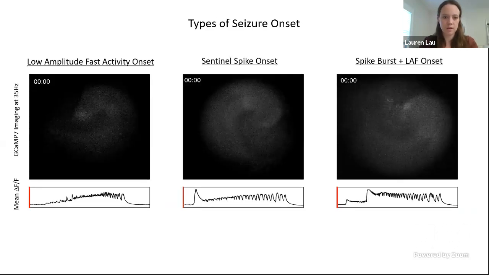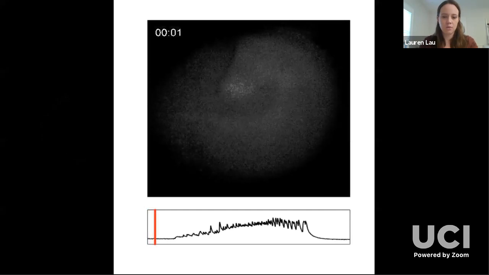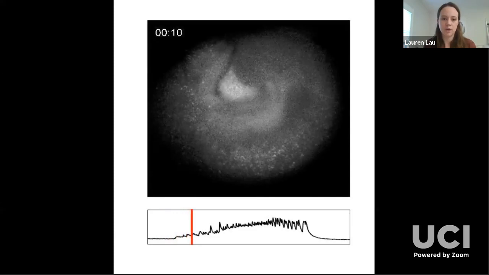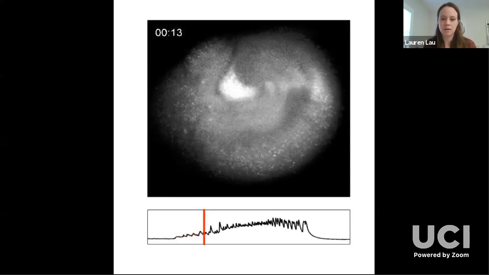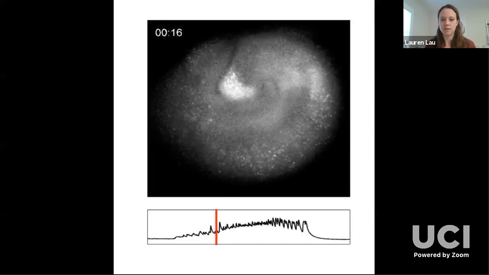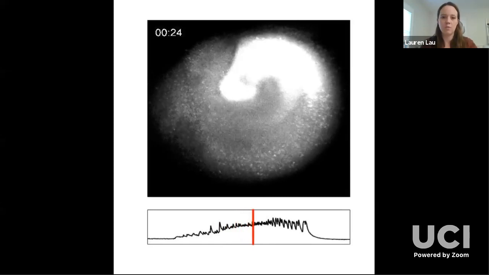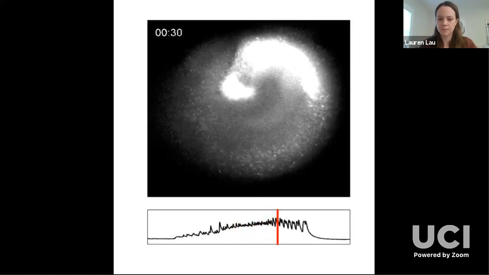And so I'll just give you a chance to see an example of each one of these types of onset. This is an example of low amplitude fast onset. Again, really characterized by this buildup of activity before the full activation of our entire network with high amplitude hypersynchronous activity.